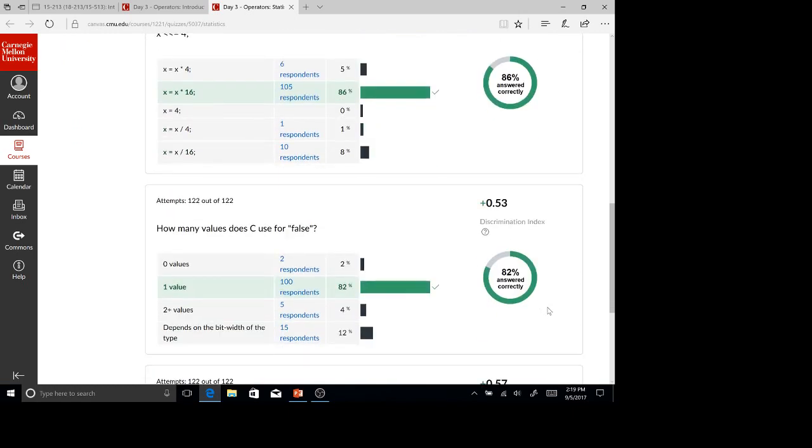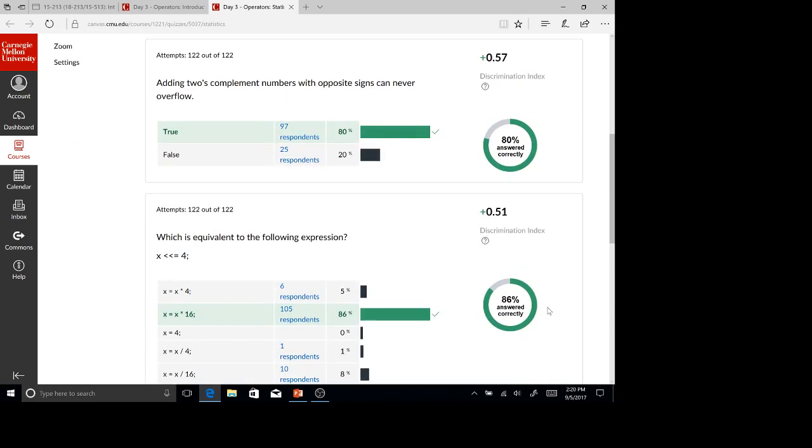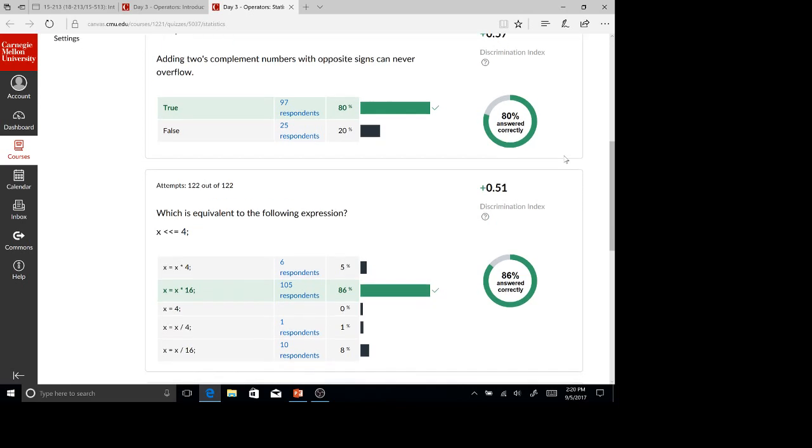Okay, let's see how we've done. Sorry it took me so long. I'd say people generally did pretty well here. The answer to the first problem was already stated in lecture. When you have two numbers with opposite signs, they can never overflow. Remember I said if it's a positive number and a negative number, you're adding them together, you'll end up somewhere in between. Most people got that.